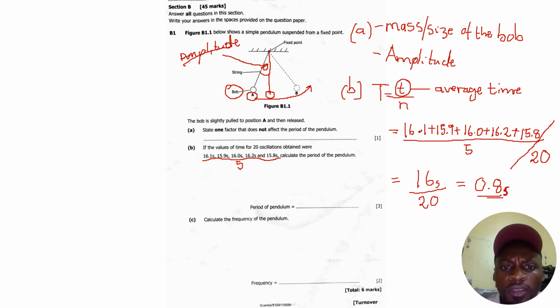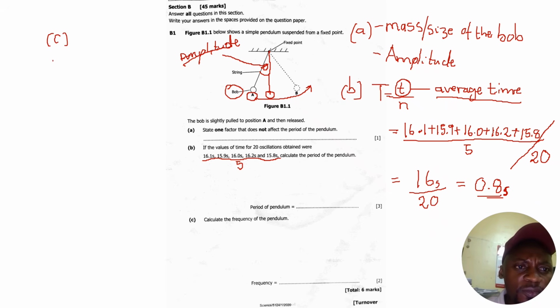So, like I said, if you have a set of values of time taken for a certain number of oscillations, it simply shows that the experiment was repeated, and for you to calculate the period, you need first to find the average time. Once you find the average time, then you can go ahead and calculate the period: average time divided by number of oscillations. Okay, the next part says calculate the frequency of the pendulum.